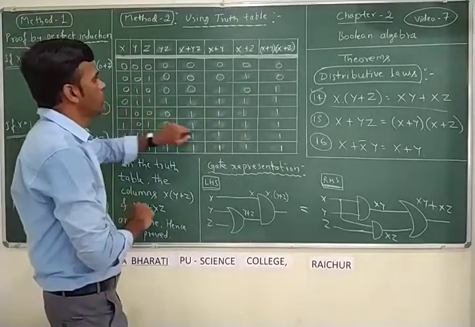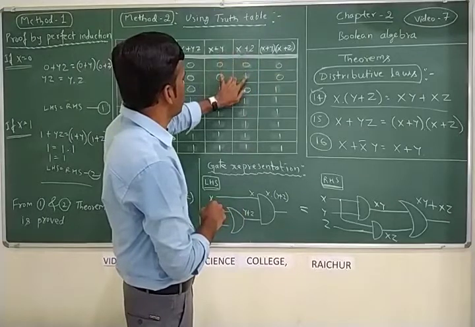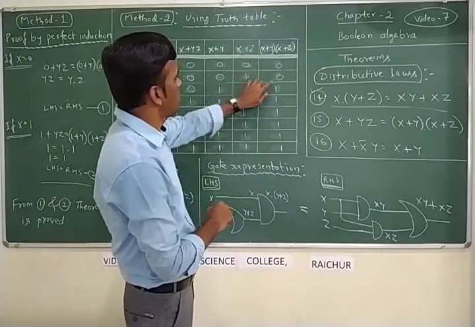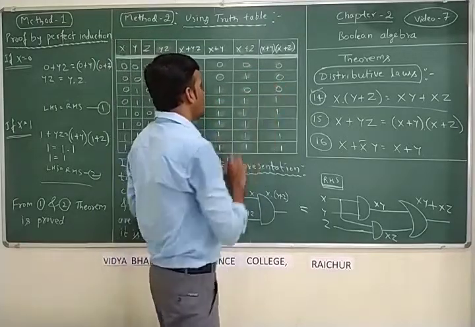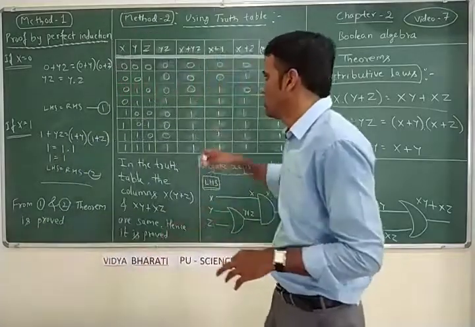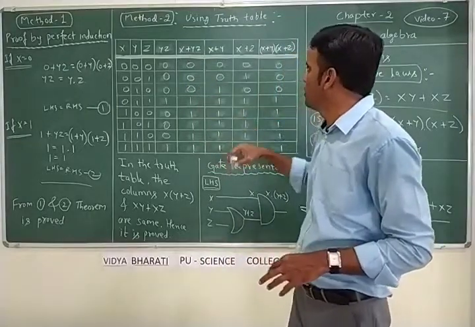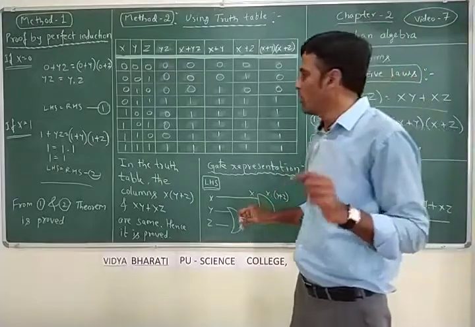Okay, so now x plus y into x plus z. Both are 1, then only it is 1, it is not it. So here 0, here 0, here both are not 1, so it has to be 0. So in the remaining cases it is 1. So finally we got, so same columns, x plus yz column, 3 zeros, remaining ones. For this also 3 zeros and remaining all are 1s.